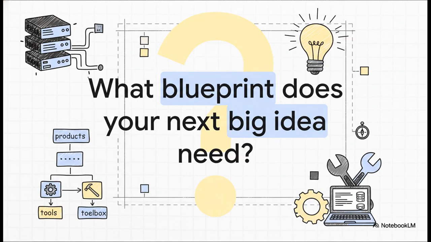We've seen the menu of options, we've walked through the step-by-step recipe, and we've looked inside the toolbox. So the only real question left is this. Now that you've seen what a real blueprint looks like, what kind of plan does your next big idea need?